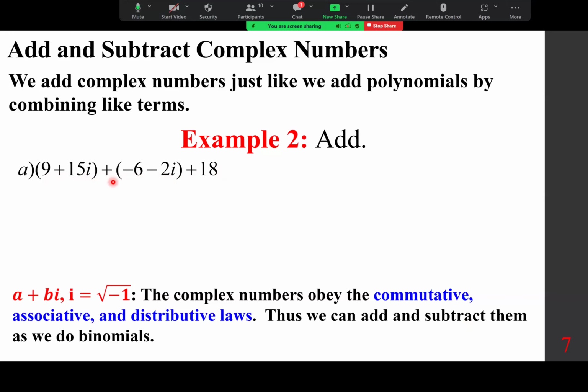Because this is a plus sign, when you distribute, nothing changes, so you don't have to worry about that. Let's put the numbers together and anything involving i together. So 9 and negative 6 and 18, we can put them together. 15i, negative 2i, we can put them together. So these three, 9 and negative 6, positive 3 and 18 is 21. And these two, they add up to 13i. Pretty straightforward.